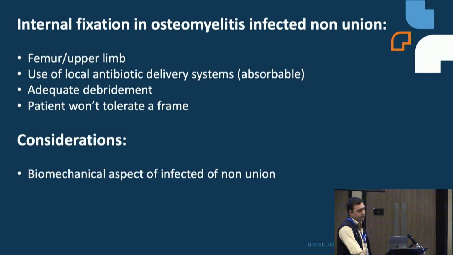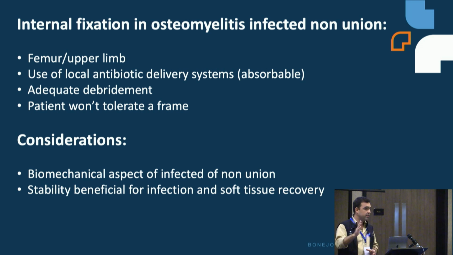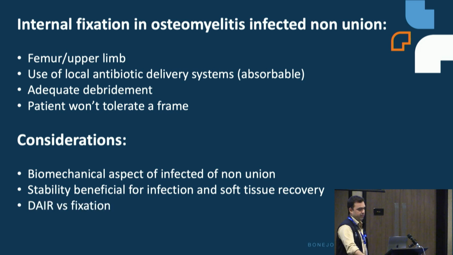Now, things to consider are that when we're talking about implants, we're talking about the biomechanical aspect of the non-union. It's not the biology of the non-union and not the treatment of the bacteria. But the stability that we provide is sometimes so beneficial to the recovery of the soft tissues and the treatment of the infection that it actually outweighs the risk of putting metalwork in there. We have to clarify that it's a different thing to have an infected non-union and leave the metalwork in than to clean everything, remove everything, debride, and then put new, fresh, clean metalwork.